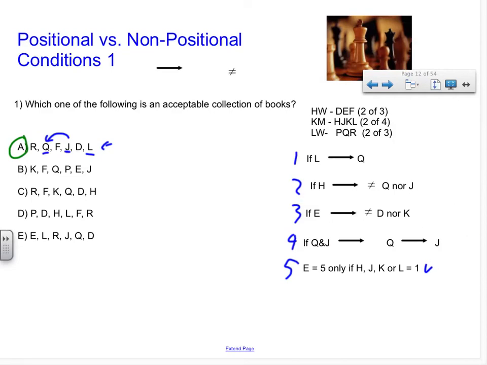So let's take a look at B. So we have K, F, Q, P, E, J. For the first condition, if L, then Q. There's no L, so we're good with this one.